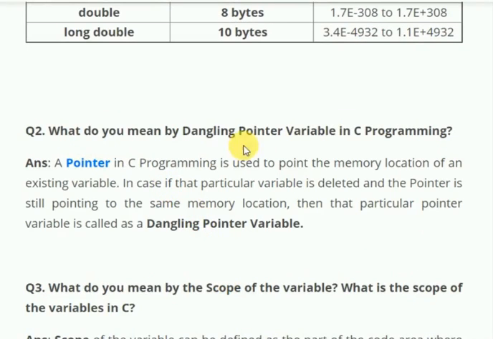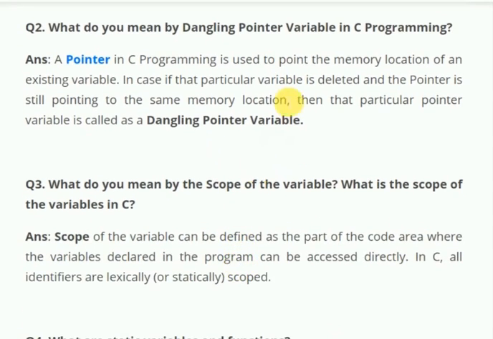What do you mean by dangling pointer variable in C programming? A pointer in C programming is used to point to the memory location of an existing variable. In case that particular variable is deleted and the pointer is still pointing to the same memory location, then that pointer variable is called a dangling pointer variable, because that memory has not been deallocated.